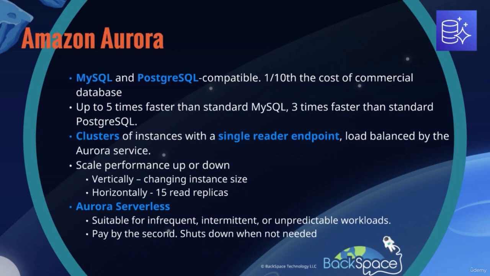Aurora will scale your performance up or down simply by vertically changing the instance type, or horizontally by adding up to 15 read replicas. If you have a sporadic demand for your database and it's just not consistent, it's unpredictable, then you may want to consider using Aurora Serverless. So that, as the name suggests, is a serverless environment of Aurora, and you pay by the second, and it will shut down when it's not needed.